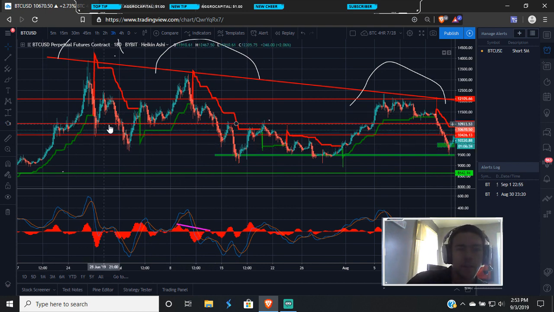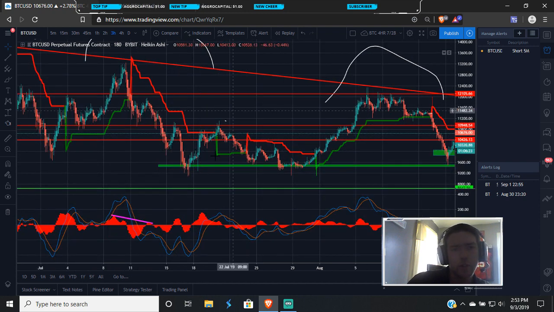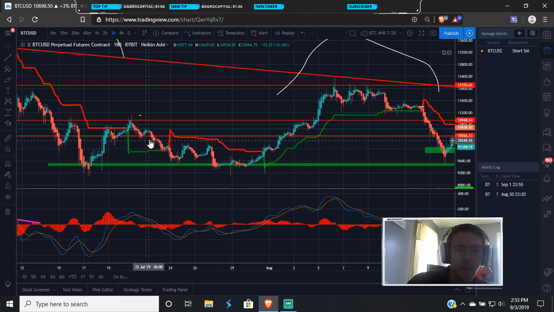Well, guess what? You have your resistance line. It was support here. It was support here. We're on the 3 hour, so the touch points aren't going to be as accurate, because when I'm looking at touch points, I usually use the 4 hour and the daily. But you can see here, where did we go? We rejected this resistance line. This would have been your indicator to sell here.